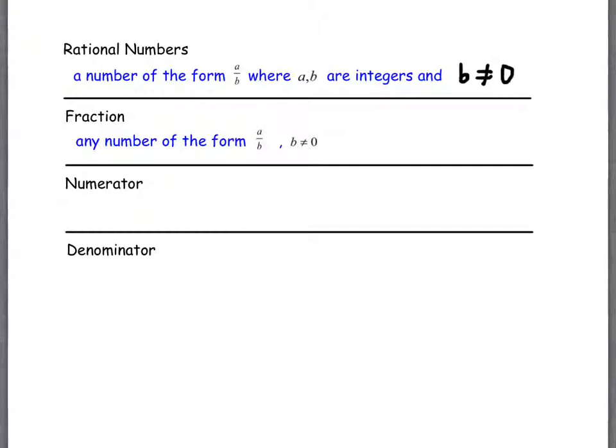Okay. In this case, what is the numerator of these fractions? It's a, and the denominator is b. So we call the number on top the numerator, the number on bottom we call the denominator.